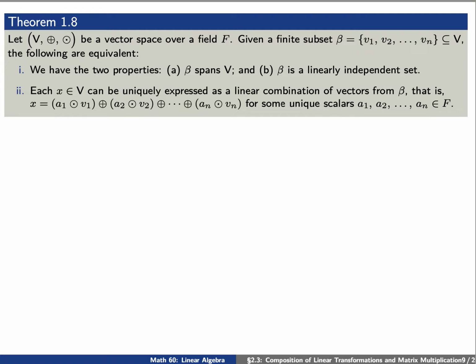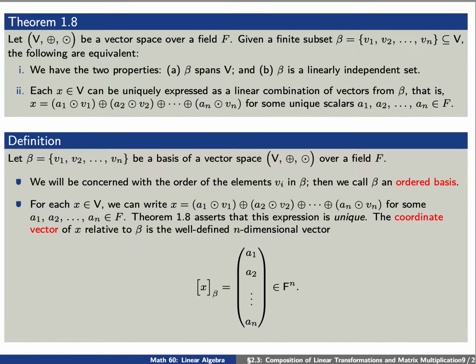We define a basis by a set beta satisfying one of the following two properties. Either beta spans V and beta is a linearly independent set, or we can say that every vector x in our vector space V can be uniquely expressed as a linear combination of vectors from beta.